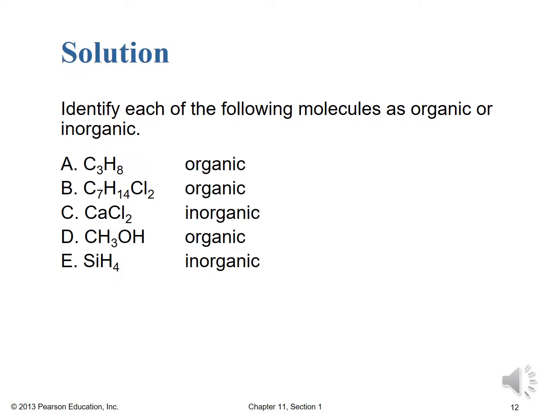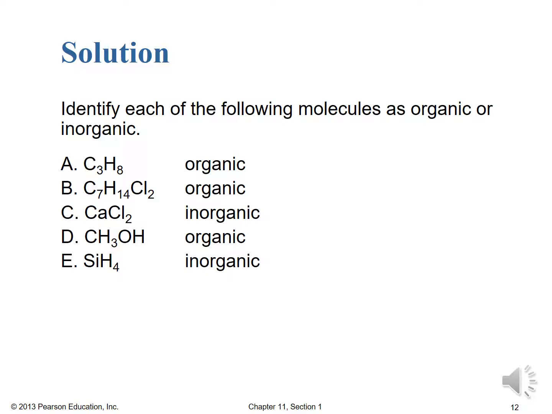All right, so hopefully you had a relatively easy time with that. And C3H8, the propane that we've been talking about as an example throughout this lecture, is indeed organic. It's carbon and hydrogens, so that's a classic organic structure type. For B, we've got C7H14Cl2, so we've got carbon, hydrogen, and in this case chlorine, and we did say there are some other atoms that get involved here, and so that still falls into the realm of organic.